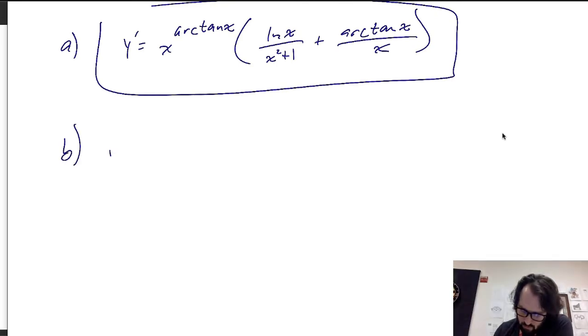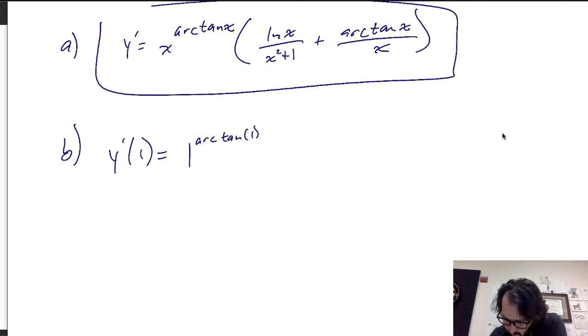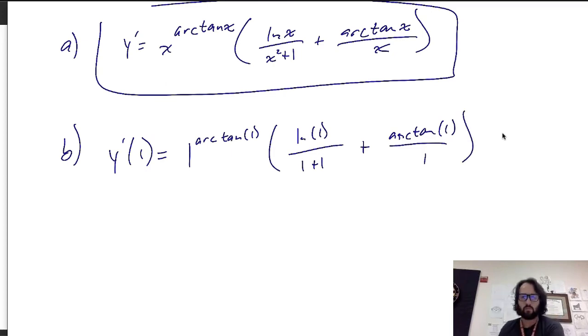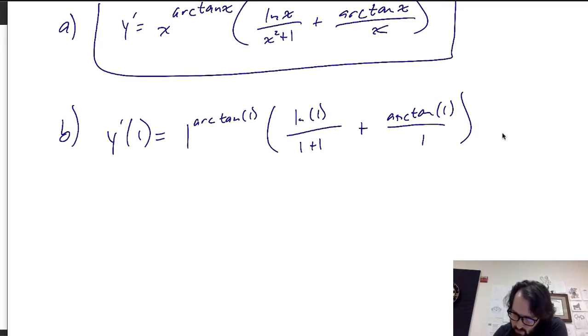And part B, I need to find y prime of 1, which would mean 1 to the arctangent of 1, which really doesn't matter what that is at all. 1 to any power other than 0 is going to be 1. Really anything to the 0th power is 1 anyway, so it doesn't matter what this is. But it will be pi over 4. So then I have ln of 1, which is 0, over 1 squared plus 1, plus arctangent of 1 over 1. So many 1s. So arctangent of 1, this is pi over 4. So 1 to the pi over 4 is 1.